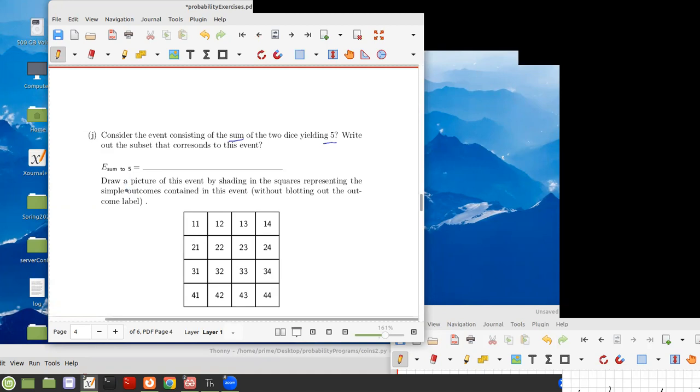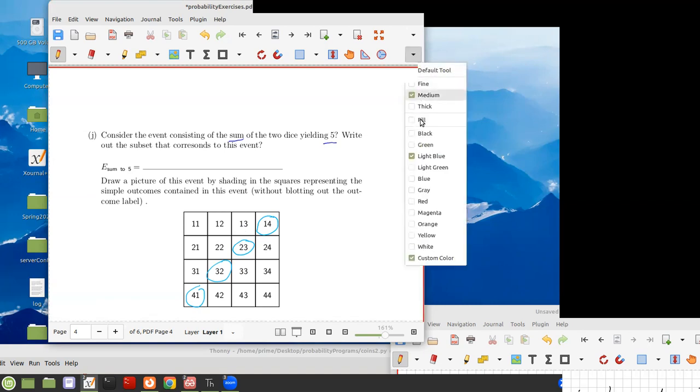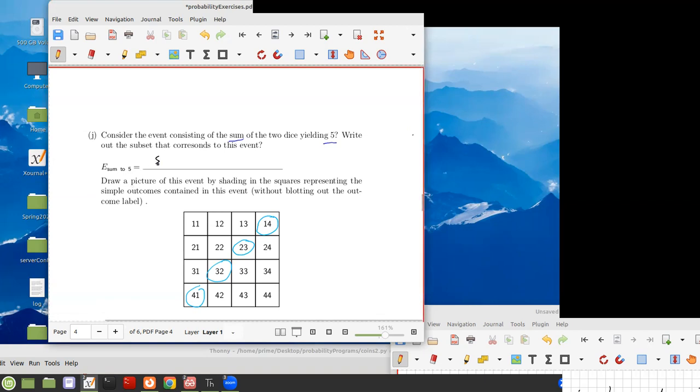So, 1, 4, 2, 3, 3, 2, 4, 1. Yeah, so you can see I just circle these, right? Because this diagonal row here, these are the ones that add to 6, to 7, to 8, to 4, to 3, because it's going up, this is 2, 3, 4, 5. So you're going to write up here for the event 1, 4, 2, 3, 3, 2, 4, 1.